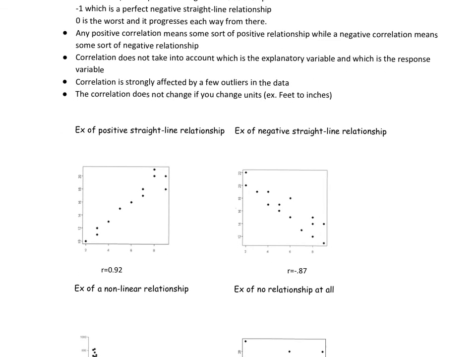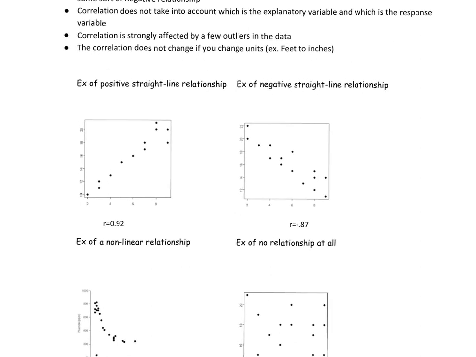So we're going to take a look at some examples. Our first example is a pretty positive straight line relationship. If I were to draw a line on my graph, most of my values fall within that line. There are a couple of outliers, which is why it's not a perfect one. It's a 0.92. But for the most part, it follows the same relationship. We have an example of a negative straight line relationship. Again, R is negative 0.87, which is still pretty strong. We have a few more outliers that make it not as strong as -1, but negative 0.87 is still really close to -1.